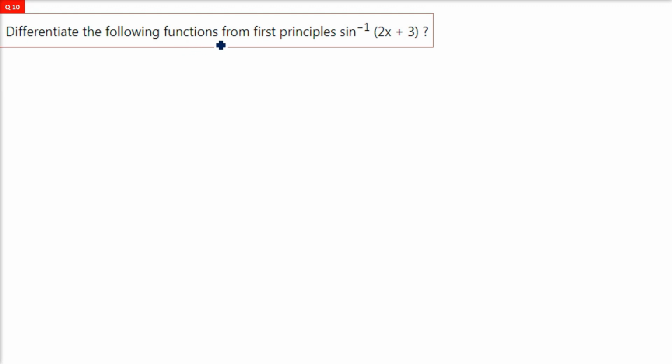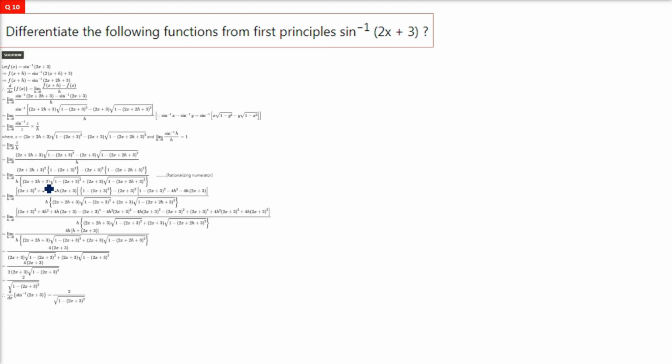Differentiate the following functions from first principles. Sine inverse type of question we are doing for the first time. So how are we going to do this? I'll tell you, but if you are willing to solve it by yourself, on the left I have given you a reference and you can check whether you are going correct or not.